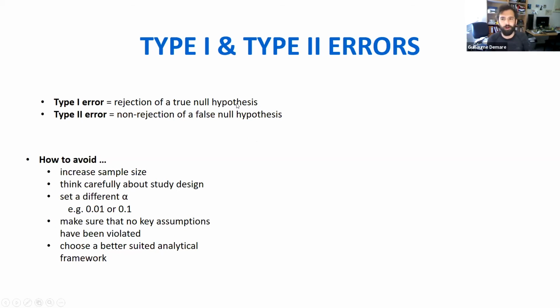A type 2 error is essentially the other way around, when you don't reject a null hypothesis. So your conclusion will be that the sample means are actually the same, and we decided that the null hypothesis was actually true and that they were actually the same. So that's a type 2 error.